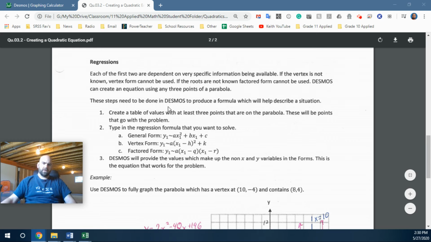So we're going to take a look here at now how we do regressions. And regressions means that we are taking a bunch of points and we're trying to fit a graph into that. Okay, using DESMOS for that. We're going to do a little bit of that.